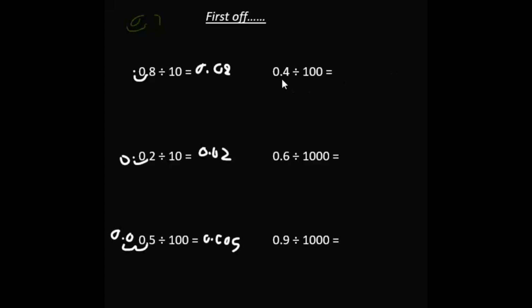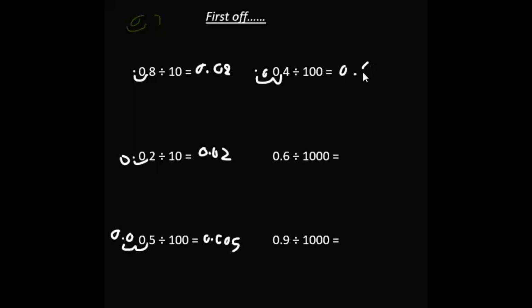Okay, next we have 0 and 4/10 divided by 100. Since it's 100, the decimal point moves twice. So 1, 2. Let's add a little 0 in the dip, and then let's put that decimal point right there. And then that's our answer.